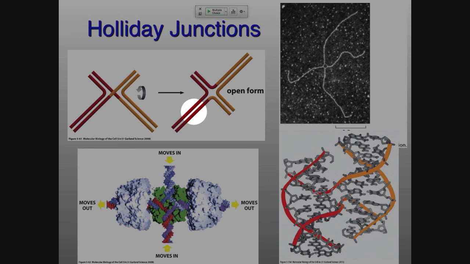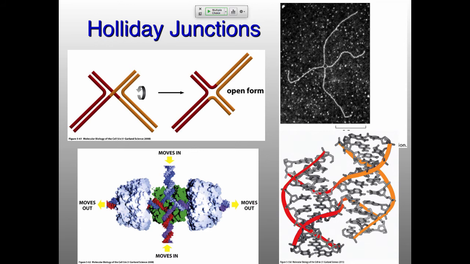This is a different way of looking at this process. And so here, hopefully it's pretty obvious, cutting and religating here is equivalent to cutting and religating here because it's completely symmetrical. And the proteins really don't know which one is which. So cutting and religating one way, cutting and religating the other way. Again, 50-50 chance. And so you can end up with a crossover or a patch in the process.